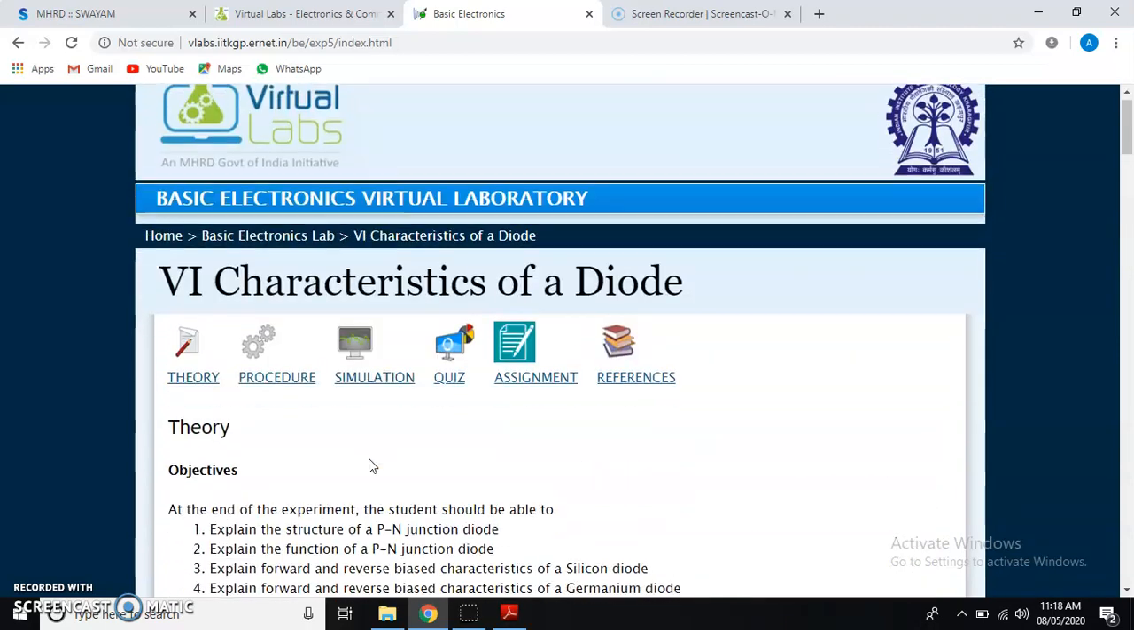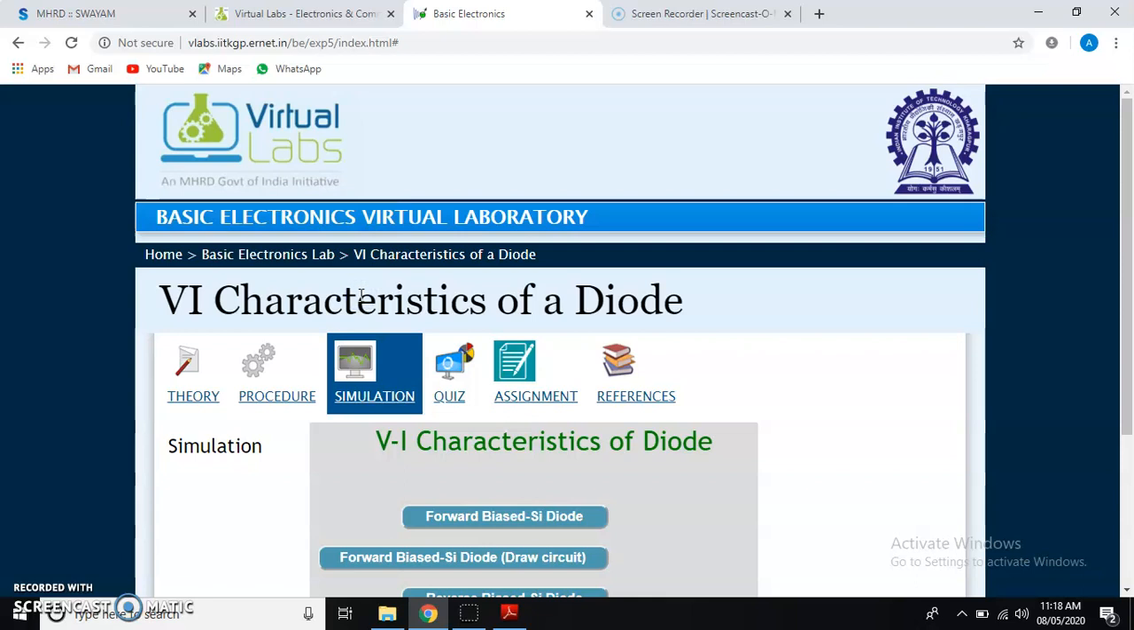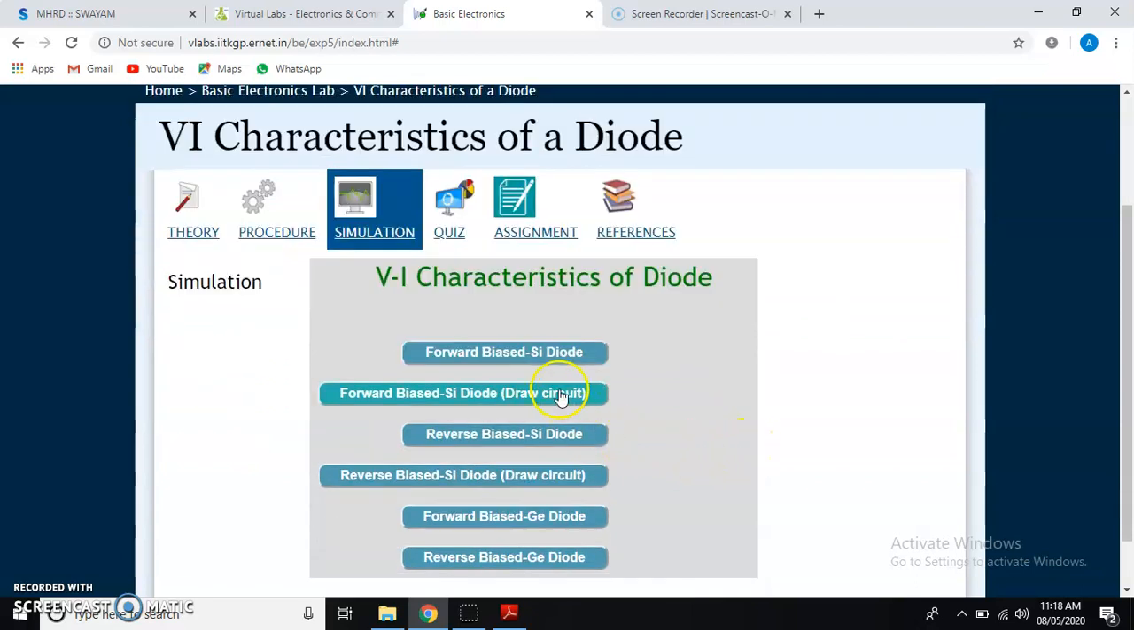So for that purpose, just click on the simulation tab. Now here you have 6 options. The 3 options are for the silicon diode and the remaining 3 are for the germanium diode. You may go for silicon or germanium, no matter; only the cut-in voltage, cut-off voltage or breakdown voltages are different.